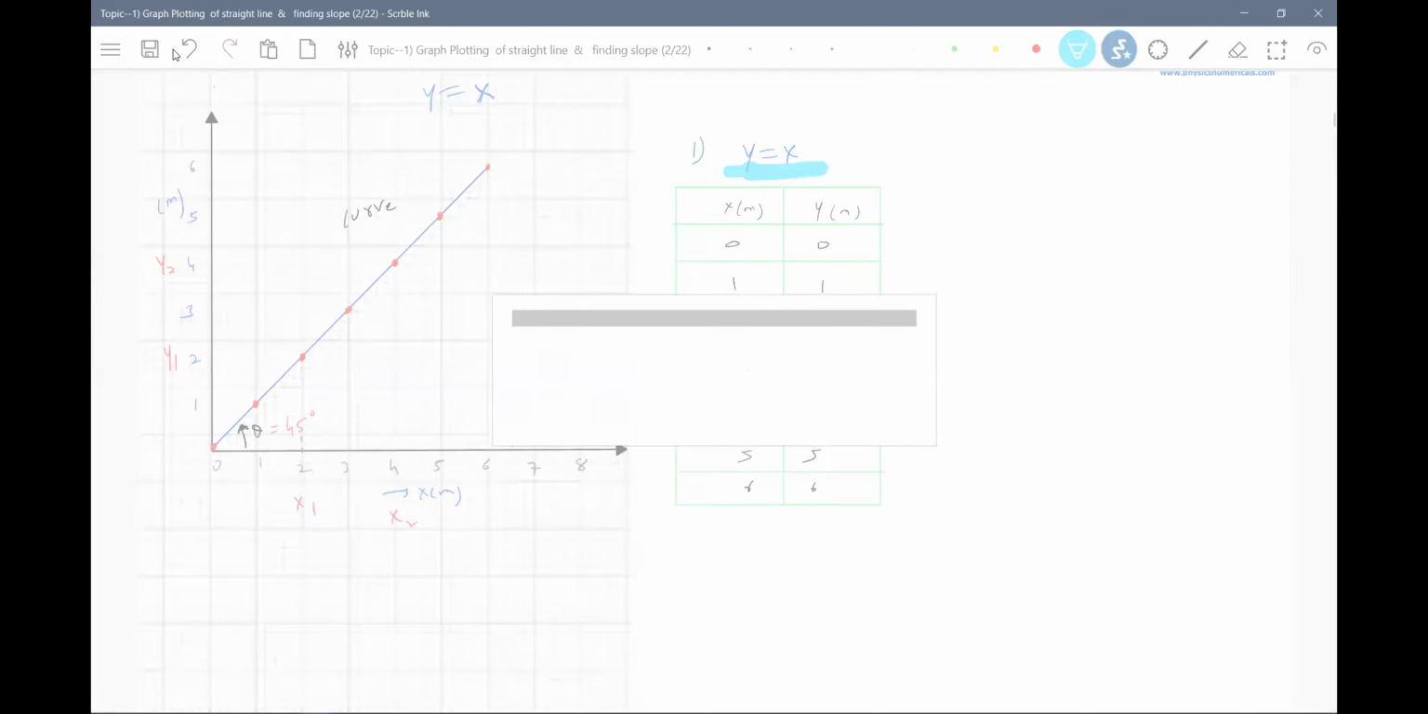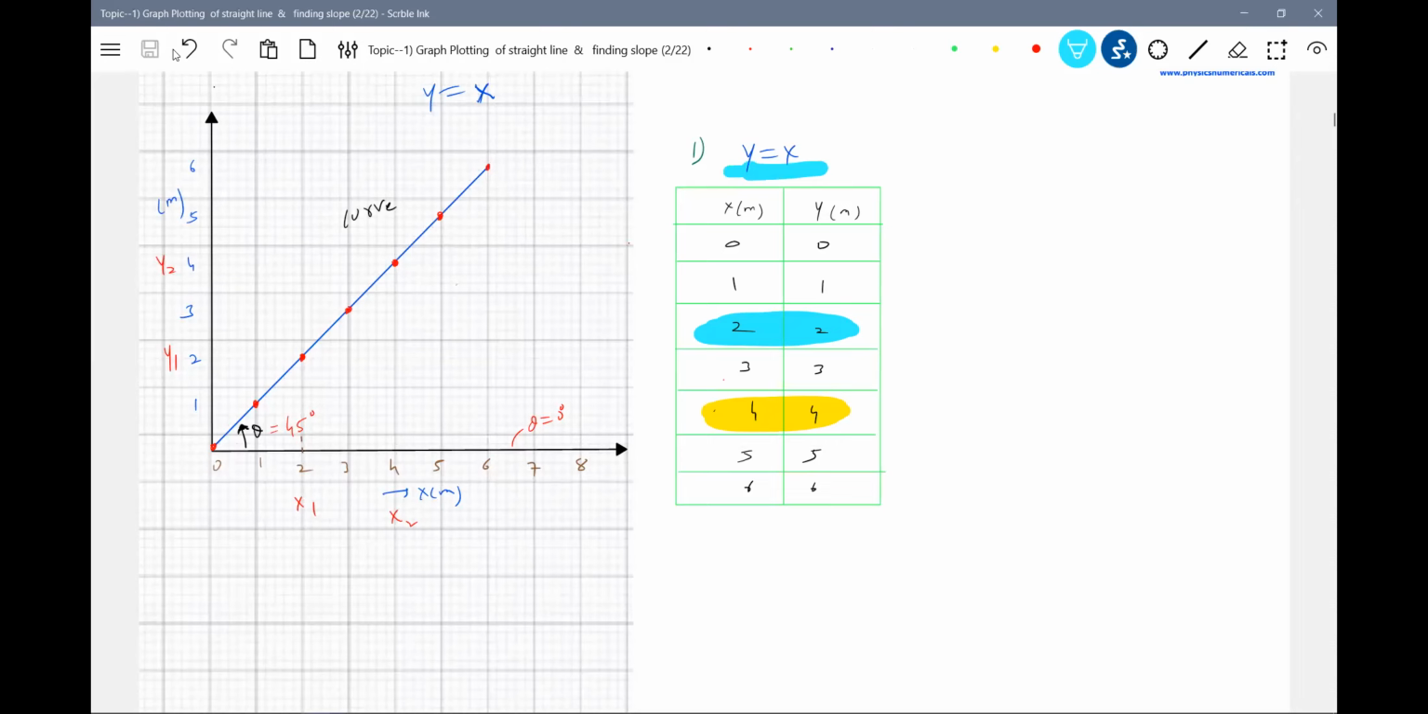What is the method in plotting graphs? First, don't bother about the graph on the left-hand side. Now look at the column y equal to x. You can start with x equal to 0, 1, 2, 3, 4, 5, 6. Then you find out the corresponding value of y. Definitely, x equal to 0, y will be 0. x equal to 1, y will be 1. x equal to 2, y equal to 2. You'll get this. Then looking at these values, what is the least value?